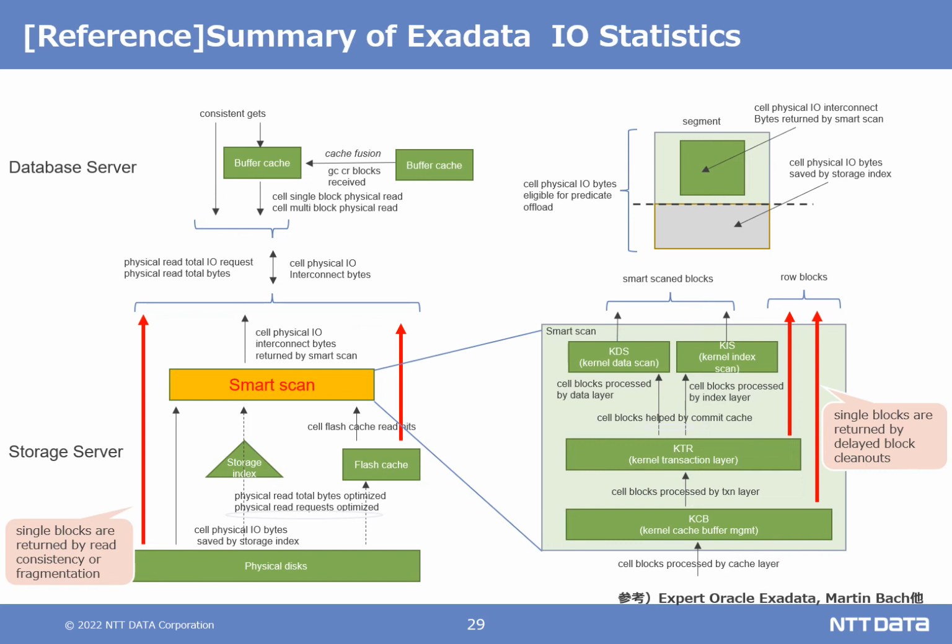What I want to focus on here is the flow of the red arrow that returns the blocks directly to the DB server. I think this is where the blocking factors can cause single block reads. Although I'm not 100% sure if this is correct, I think it is possible to understand what is happening in the storage server by understanding the flow of I/O statistics.